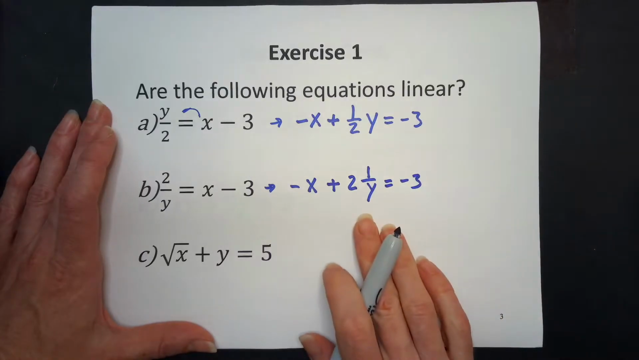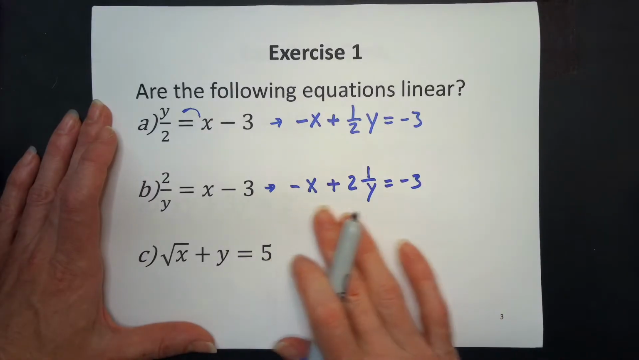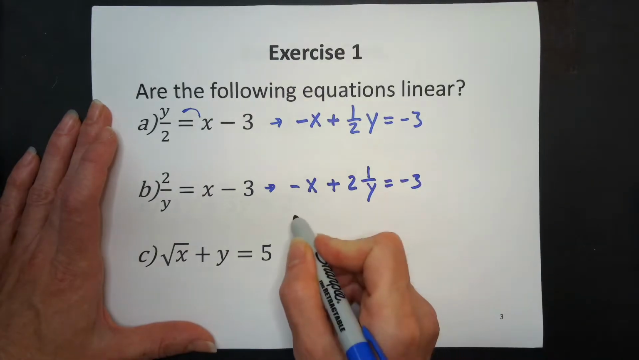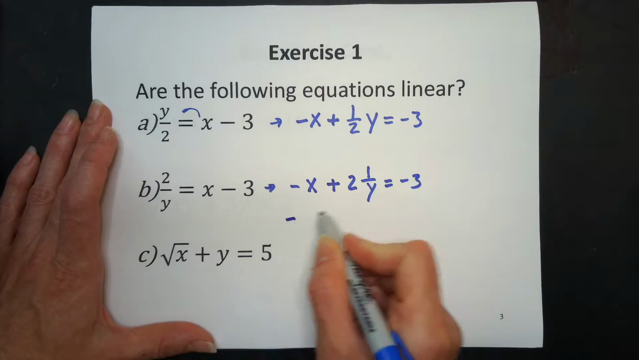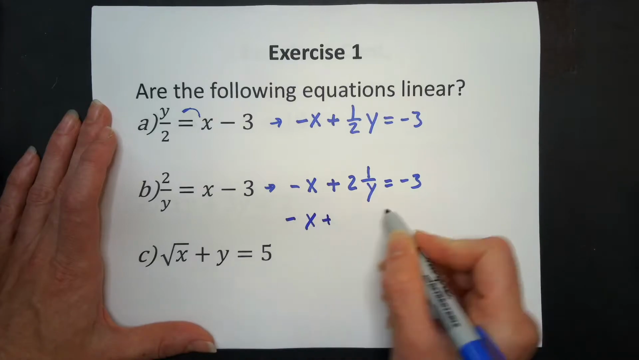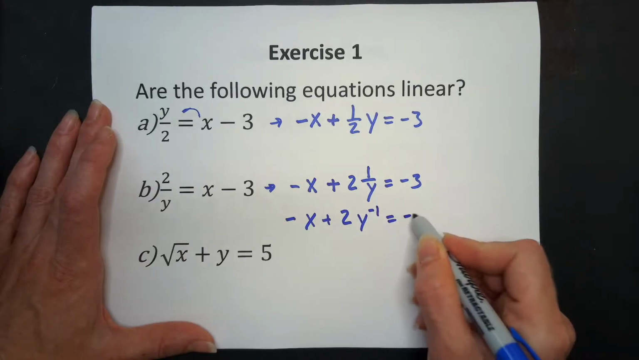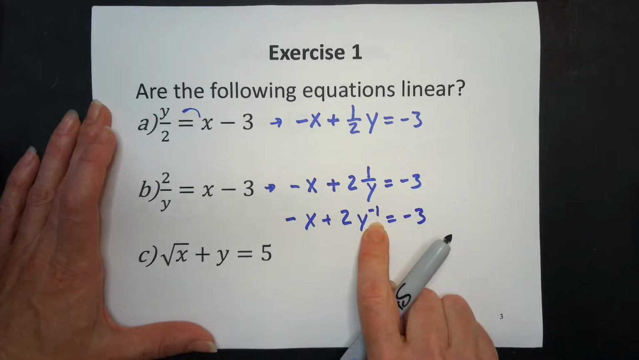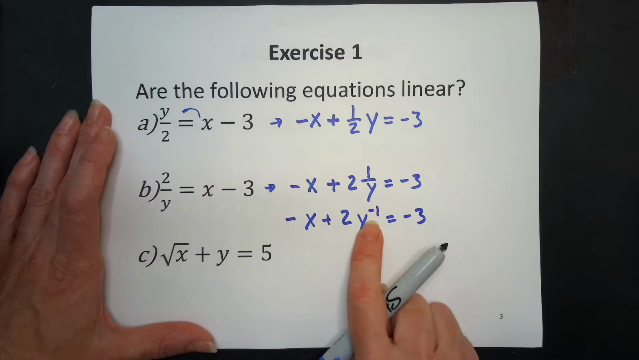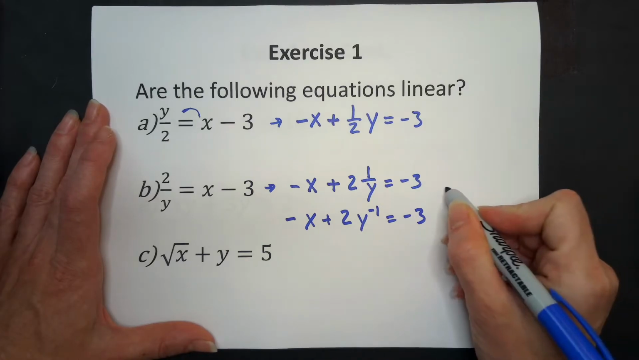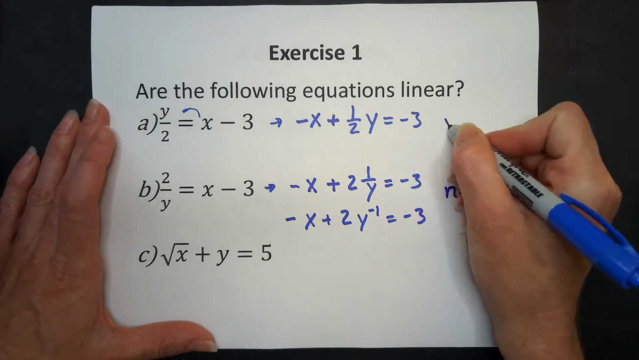Now, if I wanted to get this y out of the denominator, I'd have to multiply everything by y, and then I'd have x times y, which isn't allowed. Another way to look at this is to rewrite it as negative x plus 2 times y to the negative first power. That's not a linear term, because y is not to the first power; it's to the negative first power. So this one is no, and I forgot to write yes up here for the first one.